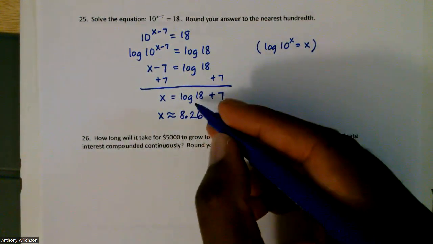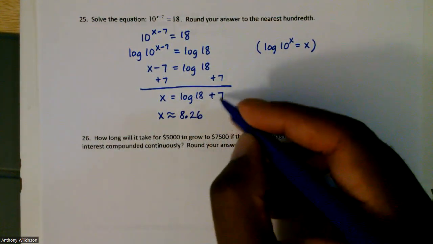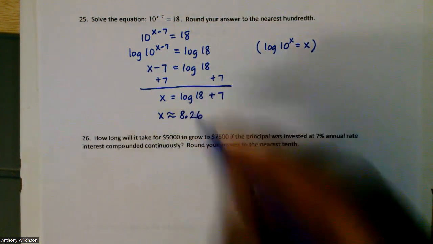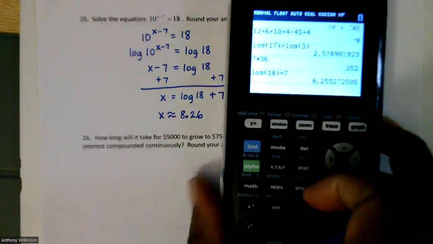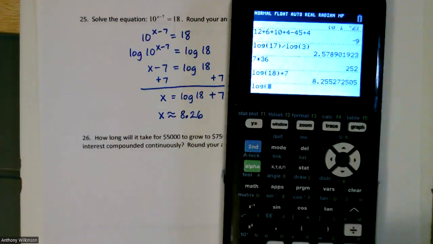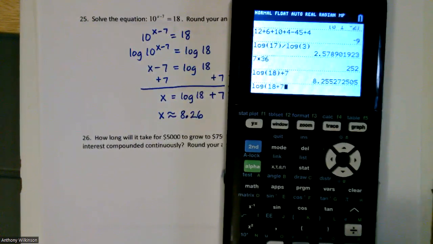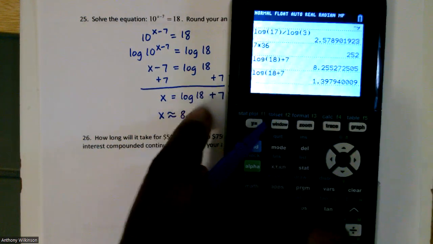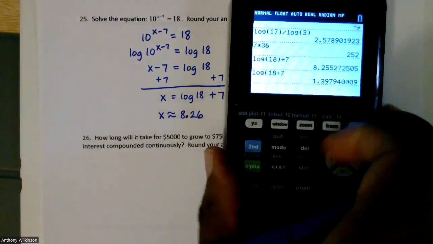And let me warn you, don't put the 7 with that log of 18. Let me show you. Don't do this: log of 18 and then plus 7. That's wrong. Because what it's going to do there is add 18 and 7 together to get 25, and you'll be taking the log of 25, to be honest. So you want to make sure that 18 is in parentheses, like I have up here.